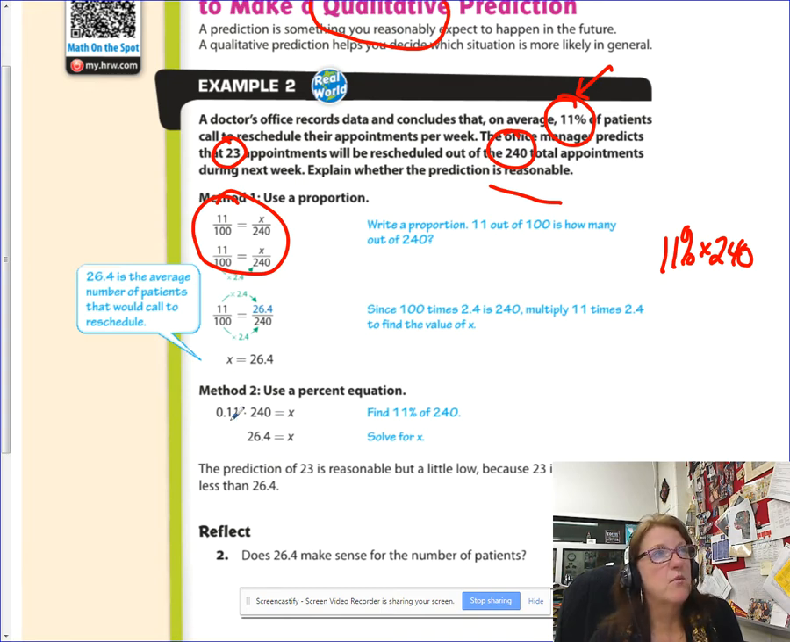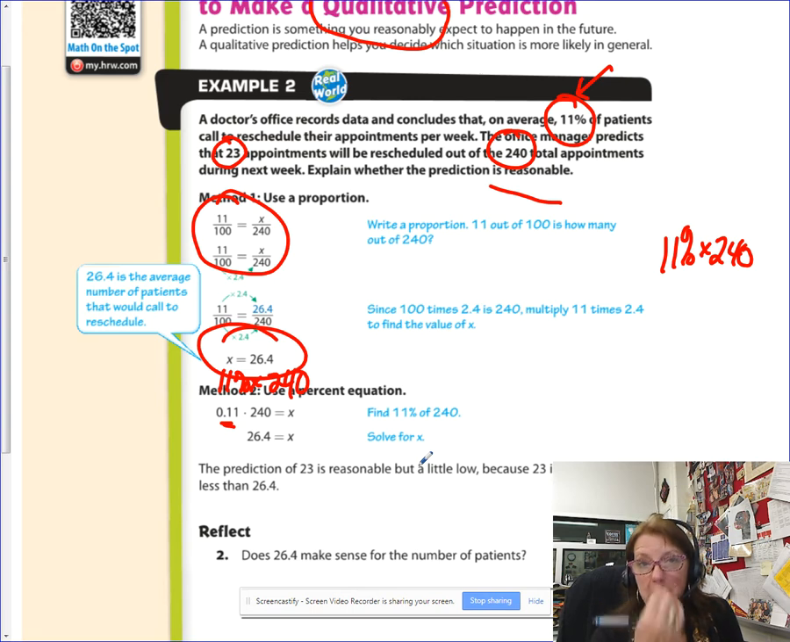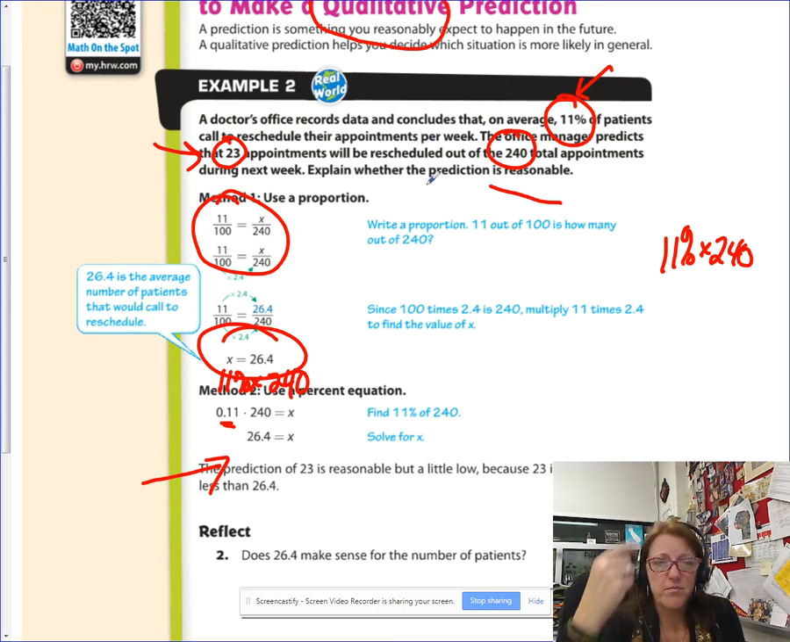If you like percent way, you'd either take 11% times 240, or if you're a decimal person, you'd convert it to 11/100ths times 240. And regardless of whichever method you use, you end up with an answer of 26 4/10. Okay. Office manager had this prediction, 23. Our estimate or our prediction is 26 4/10.